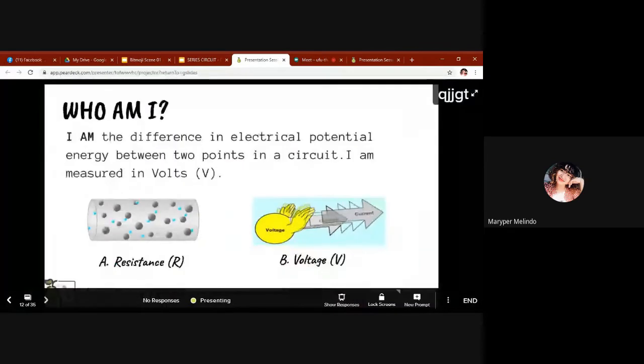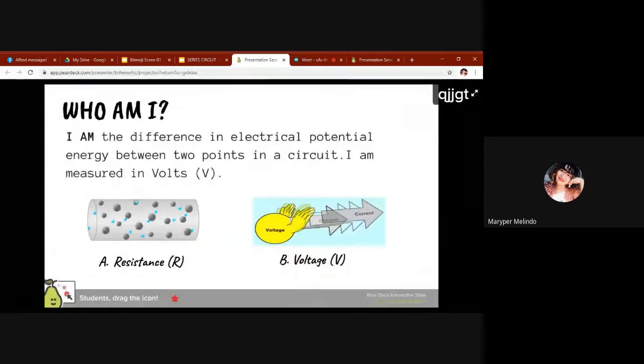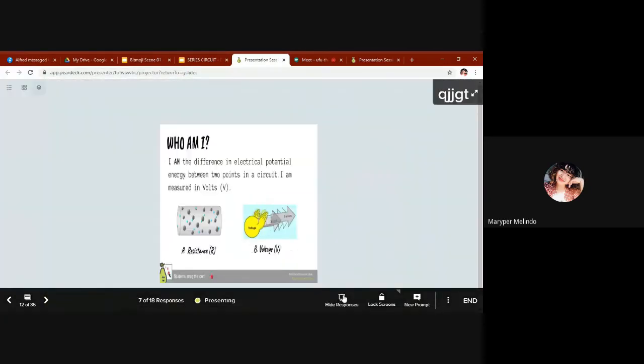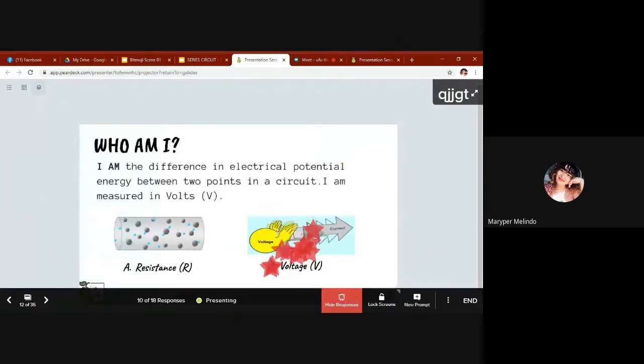Wow, ang galing. Next, how about this one? I am the difference in electrical potential energy between 2 points in a circuit. And I am measured in volts. Oh, the answer is very obvious. What do you think is the answer? Wow, ang galing-galing talaga. That's correct.